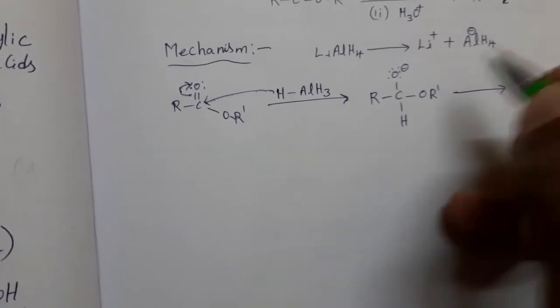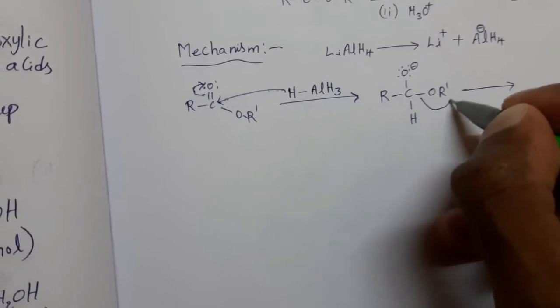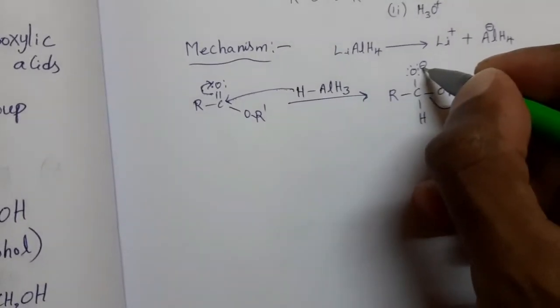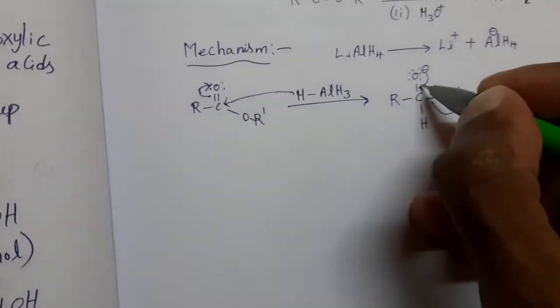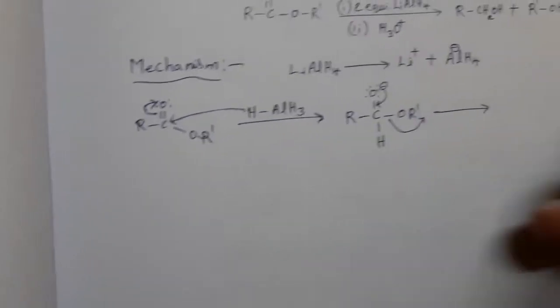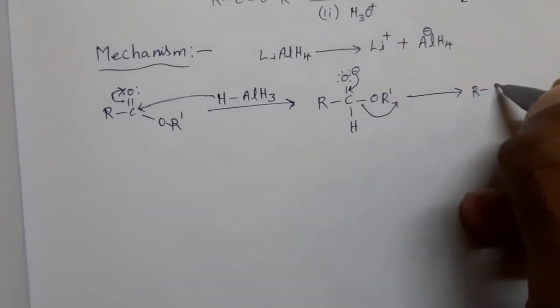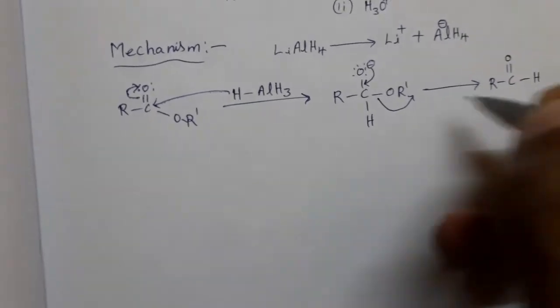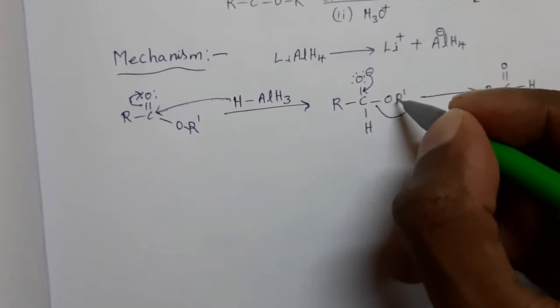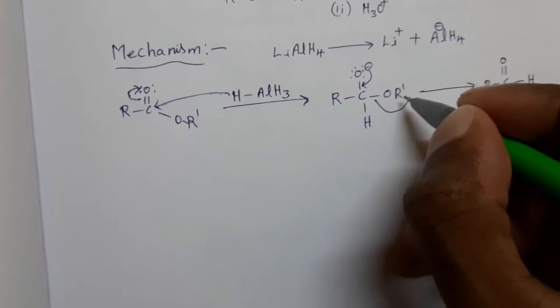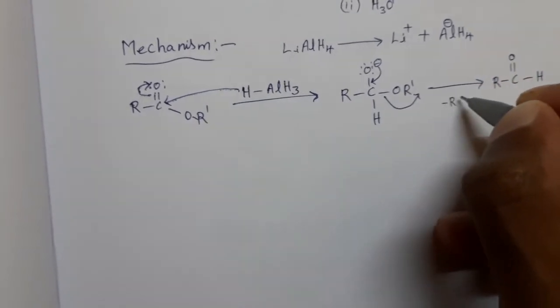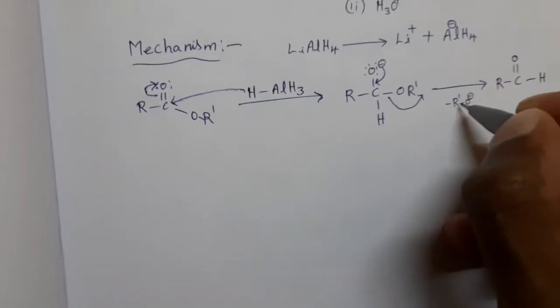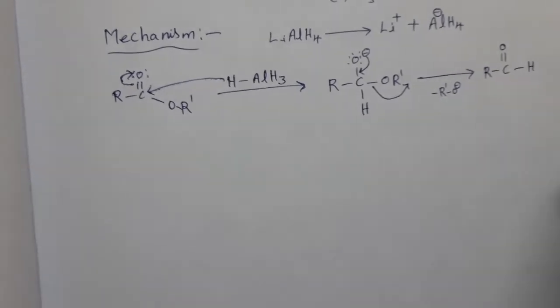In the next step, this alkoxy group is removed and negative charge is shifted between carbon and oxygen. Then we can get RC double bond O hydrogen. This R dash O is removed in the form of alkoxy, R dash O minus ion.